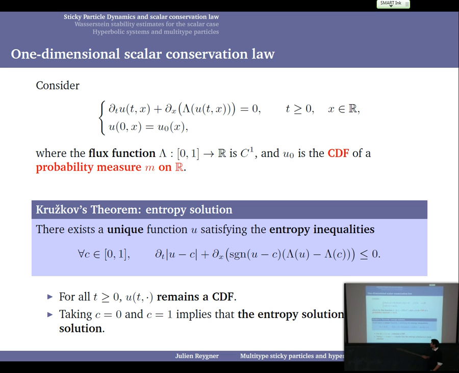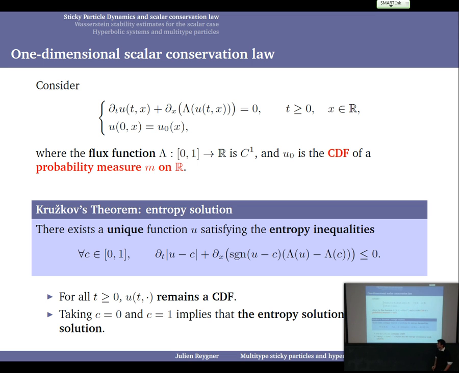Of course, if you take C to be 0, then here is just the derivative in time of U. Here the sign is constant, so the derivative of this constant here cancels, and you just recover that the time derivative of U plus the space derivative of lambda of U is non-positive. If you now take C to be 1, then you obtain the reverse inequality, and at the end a function satisfying this family of conditions is necessarily a weak solution to the initial conservation law.